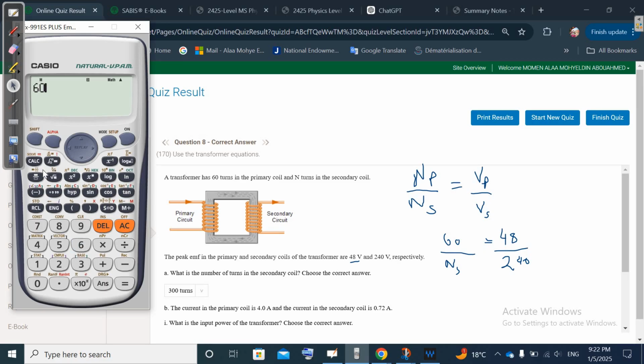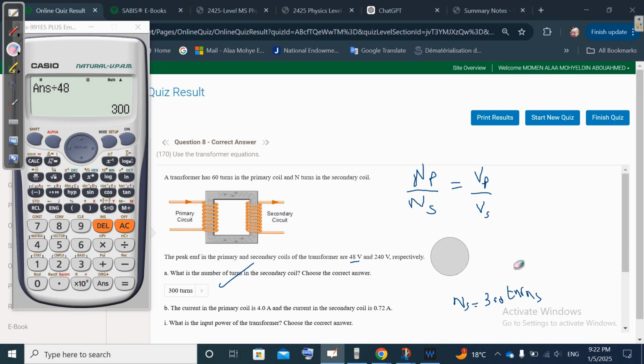Let me just plug it in the calculator. 60 times 240 divided by 48, you get 300. Yep, so it's 300 turns. So NS is 300 turns. Okay, so that's how to do it. You cross multiply and you get it.